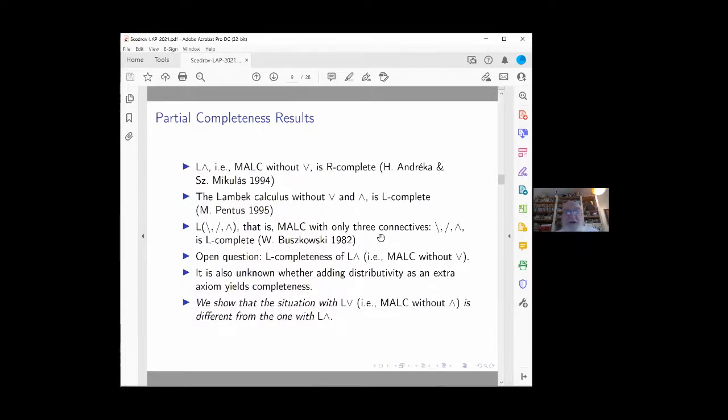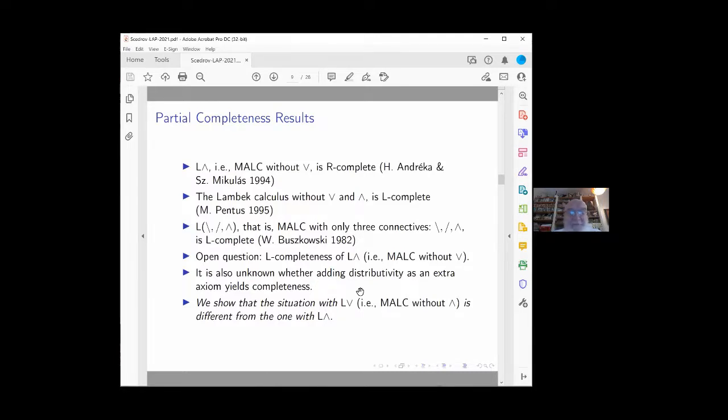And right away, we stumble on an open question. Take your L conjunction, which is known to be R complete. So there's no disjunction. Is it L complete? Sorry to say, still open after all these years. And it is also unknown what would happen if you just say, okay, well, so distributivity is messing you up. Why don't you just add it as an extra axiom? Do you get completeness? That's not known either.